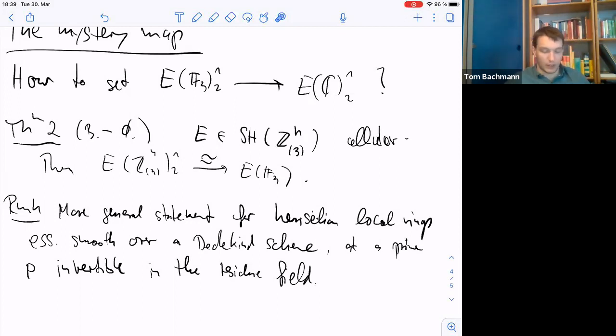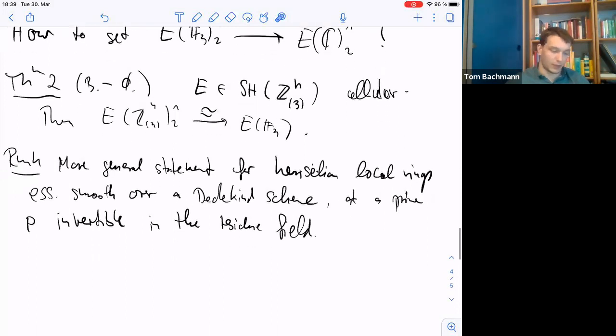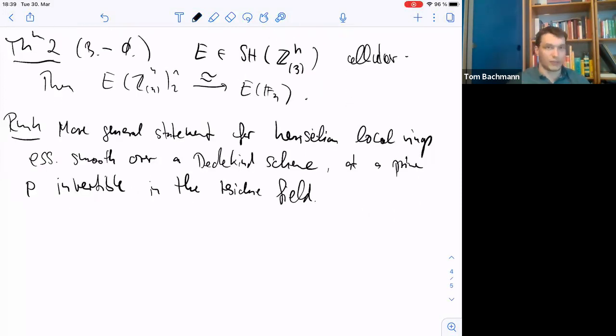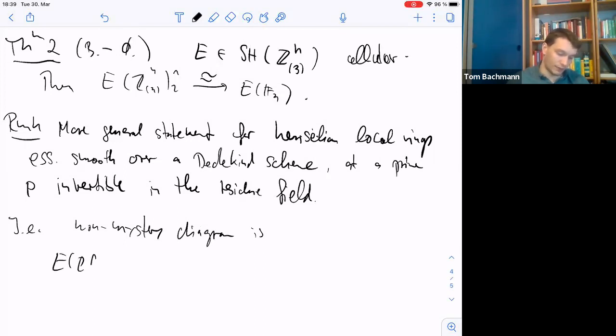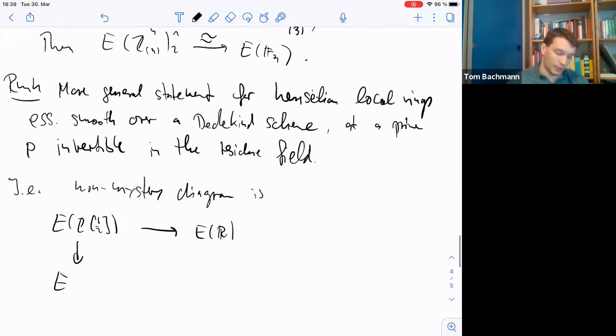Okay, so now what's the point of theorem 2? I think you've already puzzled it out, but it means that I can, of course, rewrite my square in a way that looks more natural. So, i.e., there's a non-mystery square or diagram. And it goes like this. You take E of Z[1/2], and then you go to E of R, and then you go to E of this Henselian local ring, which, as I said, embeds into C.